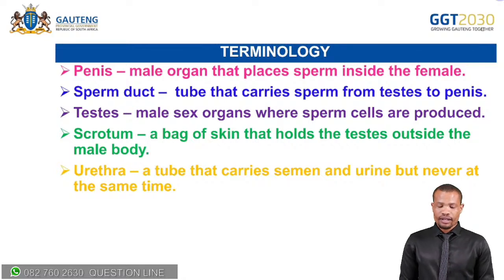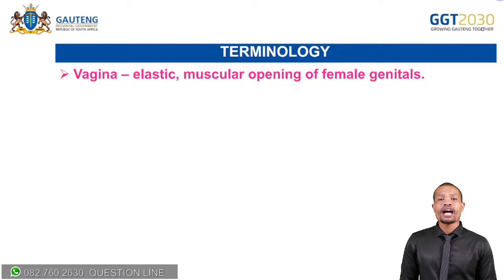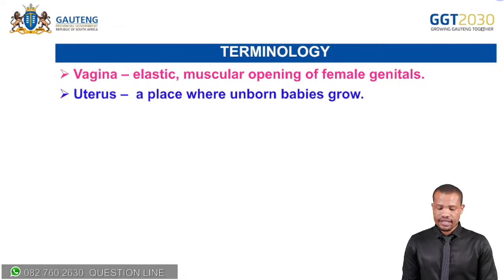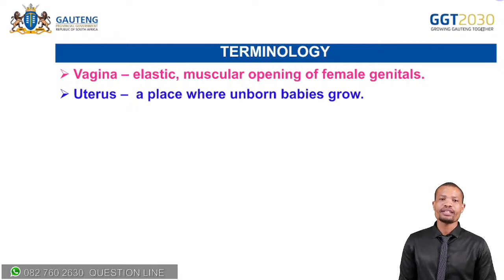Okay. Moving on, the vagina. It is an elastic muscular opening of the female genitals. Genitals are the private area or the sexual organs. That's what genital means. The uterus is a place where unborn babies grow, inside of the female body.